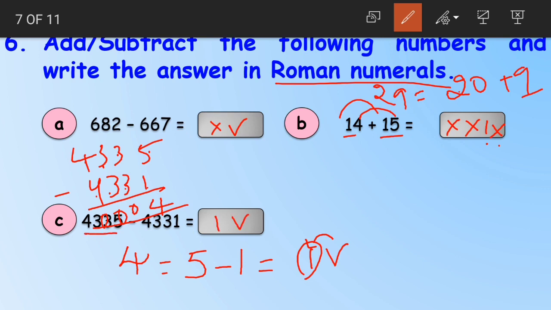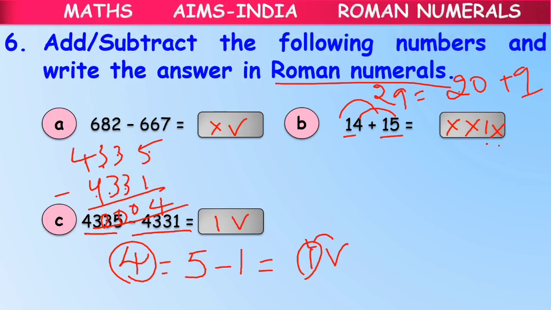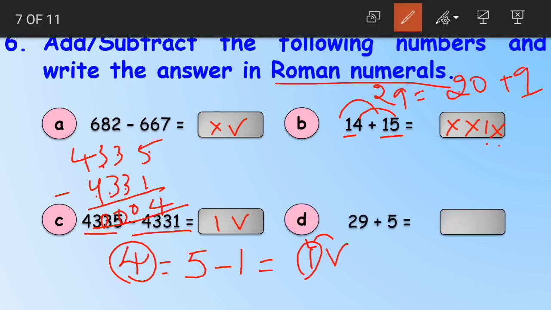As we are subtracting I, we should write I to the left side of V. So 4335 minus 4331 is equal to 4, which is equal to IV. Clear children? Sorry, question number D. 29 plus 5.